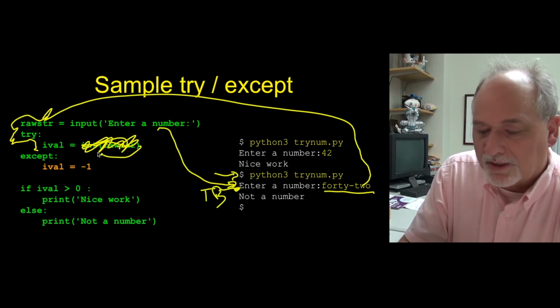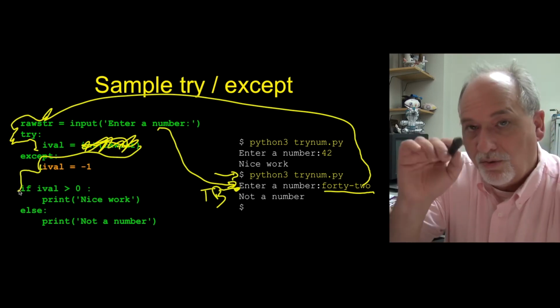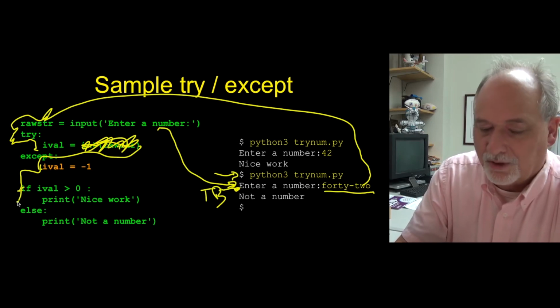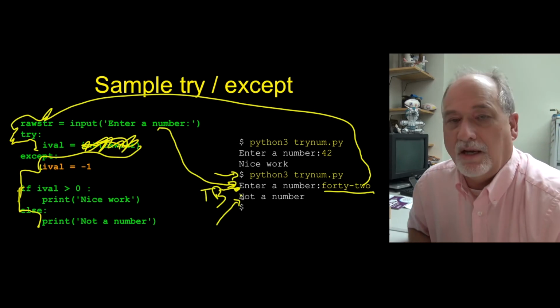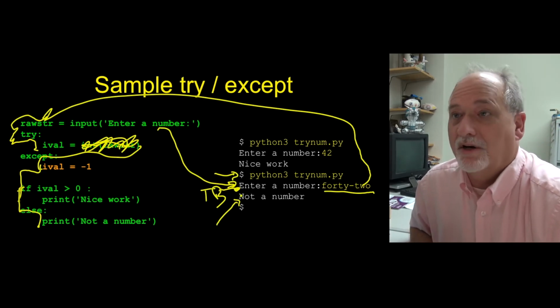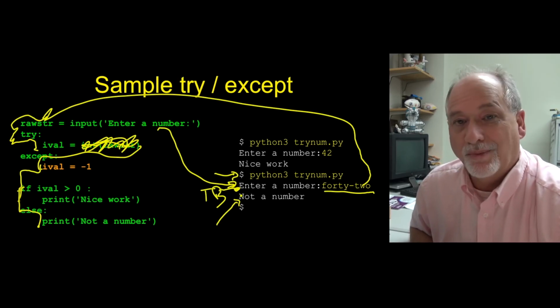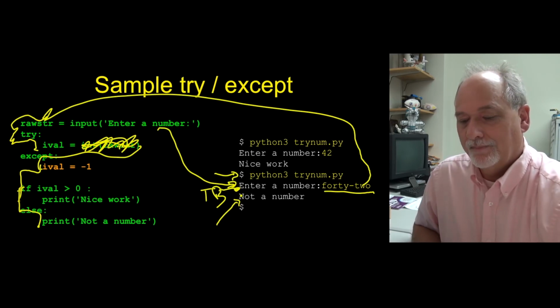It's going to immediately run the except block, set ival to -1, and continue on with the program. See, you have not blown up at this point. And if ival is greater than 0, well, it's -1, so we're going to hit the else clause and print out not a number. So we've done error detection. The user entered something that caused a line of our code to blow up, but we put that line in a try and except block, and so we caught it and dealt with that fact.